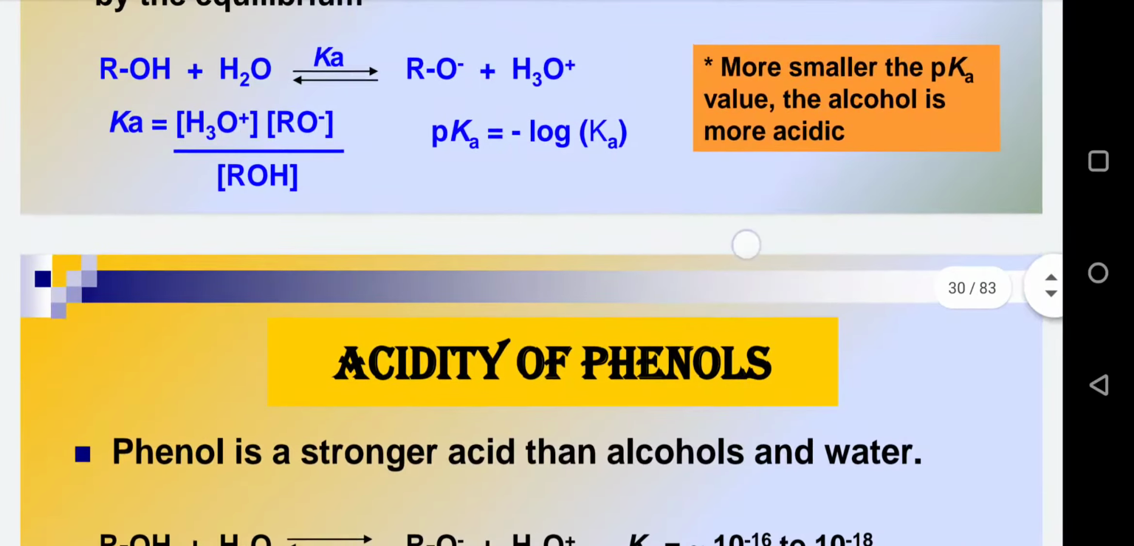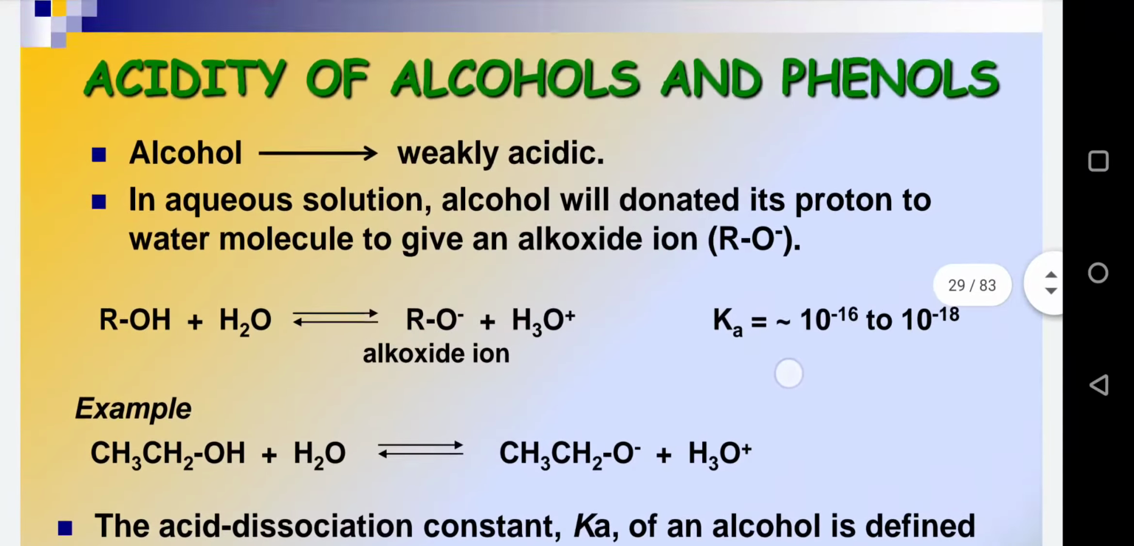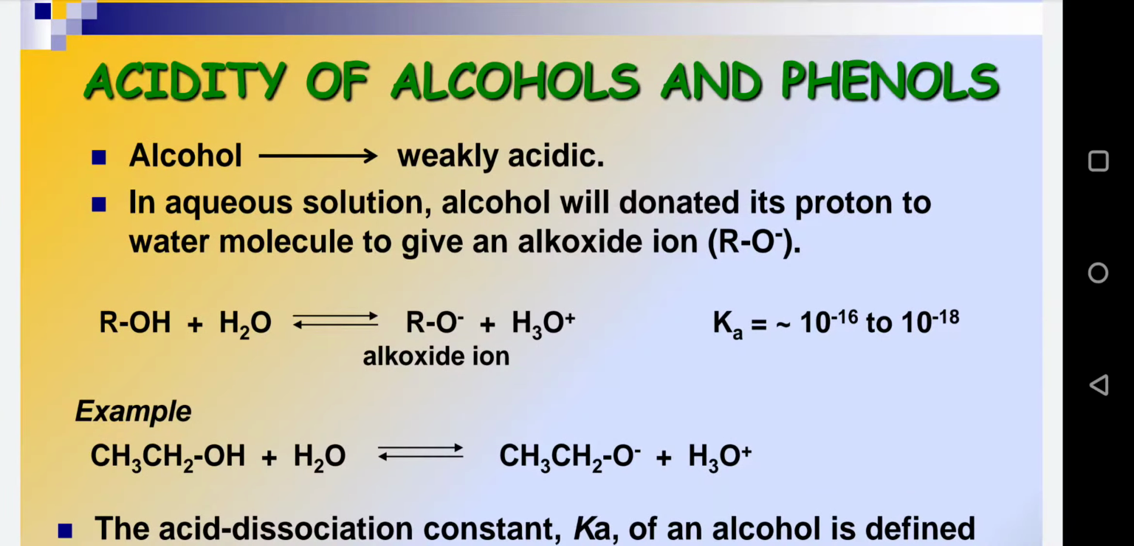But what compares their acidity? Acidity gets compared by the stability of the alkoxide ions as well as the phenoxide ion liberated after the deprotonation of alcohols and phenols respectively by the reaction with water, or we can say in the presence of water.